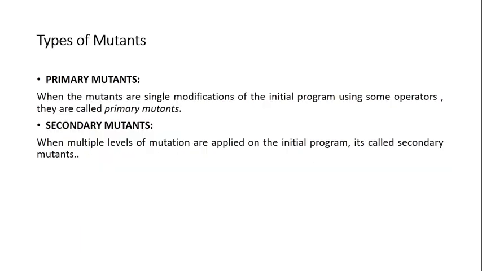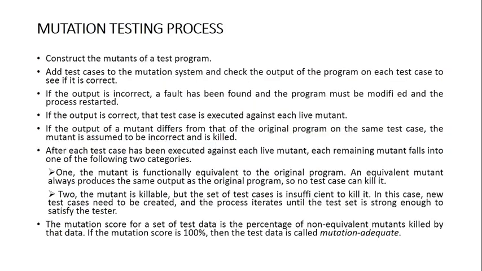Now we have two types of mutants. First is a primary mutant and second is a secondary mutant. When the mutants are a single modification of an initial program with some operators, it is called a primary mutant. Like for plus, you can replace it with a multiply or a subtract sign. While when multiple levels of mutants are applied on the same program, it is called a secondary mutant.